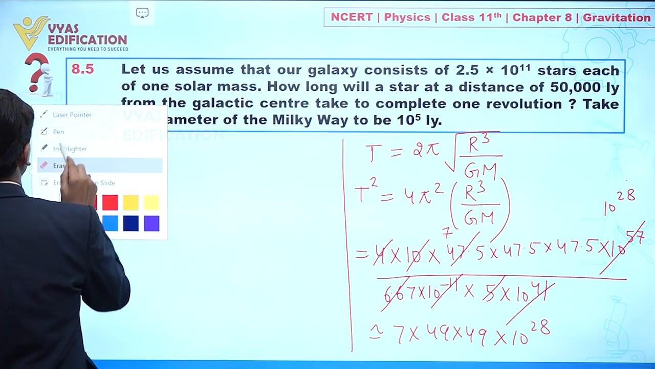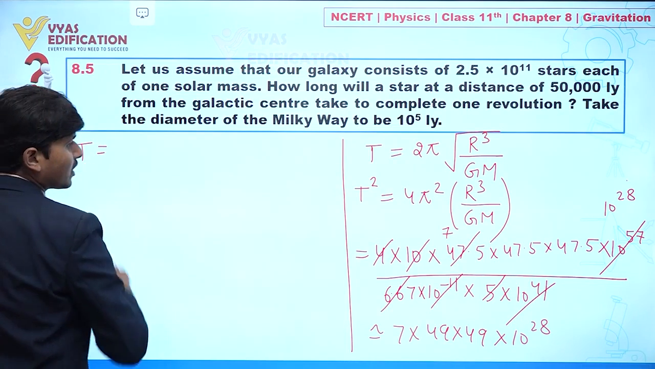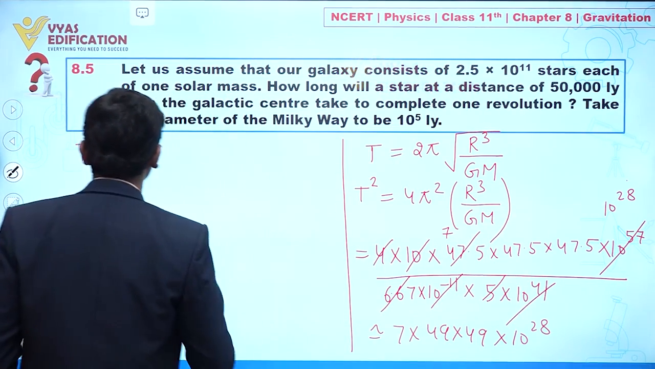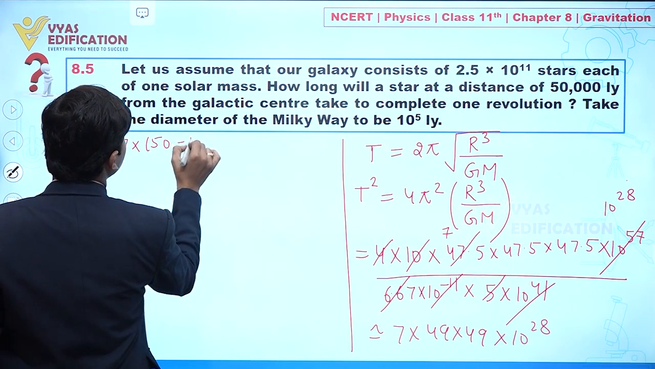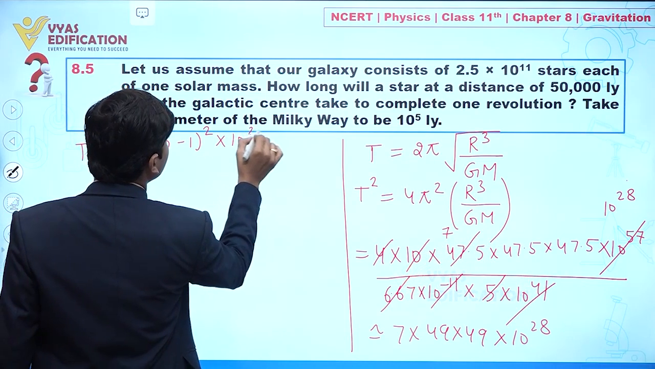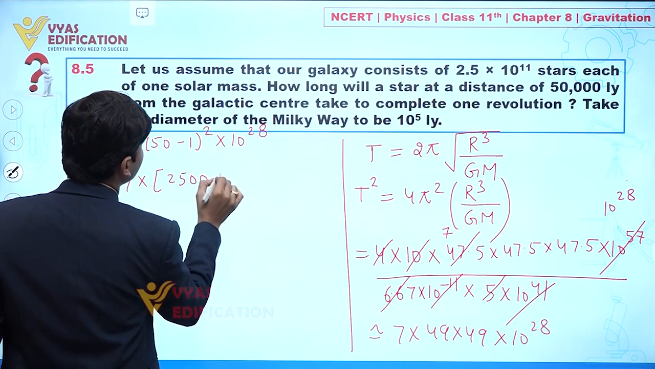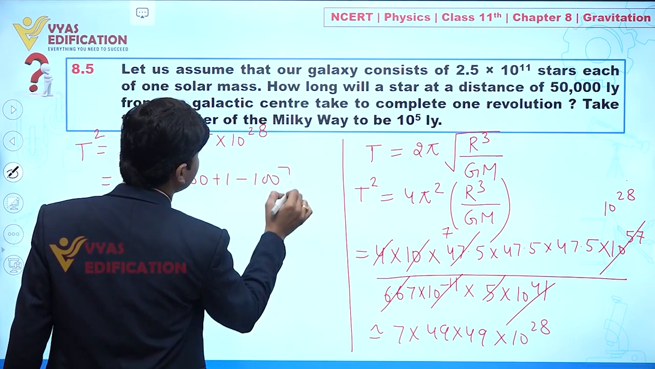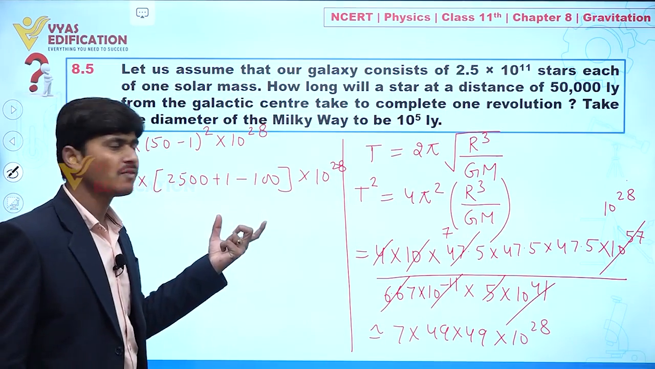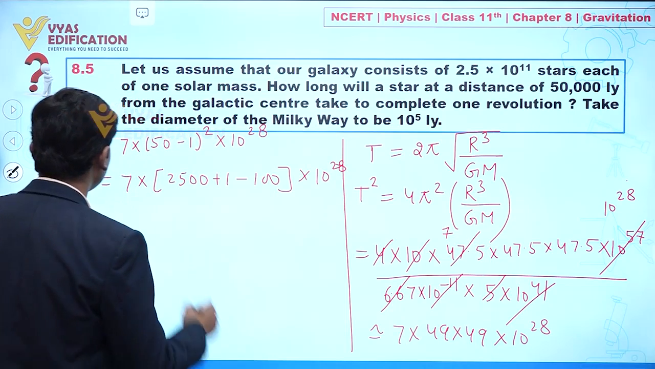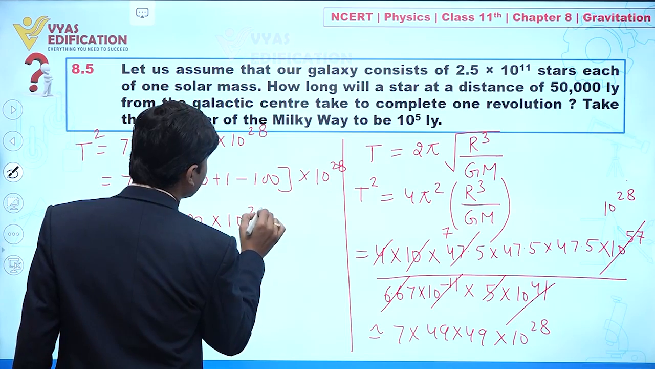So now from here we can write the value of the time period T. Actually this is the value for time squared. So T squared is given as 7 into (50 minus 1) whole squared multiplied by 10 to the power 28. So 7 multiplied by 2500 plus 1 minus 100, into 10 to the power 28. I am not adding the 1 here, and directly we can say this is 2400. So 7 into 2400 into 10 to the power 28.